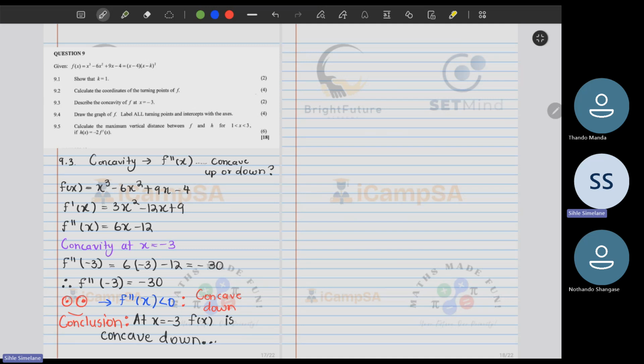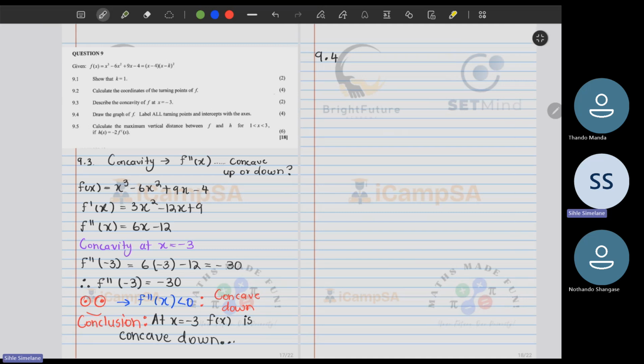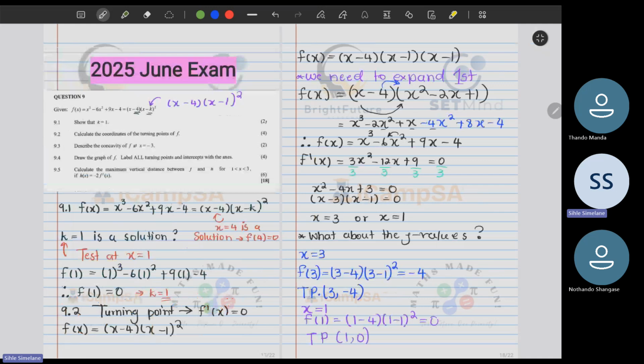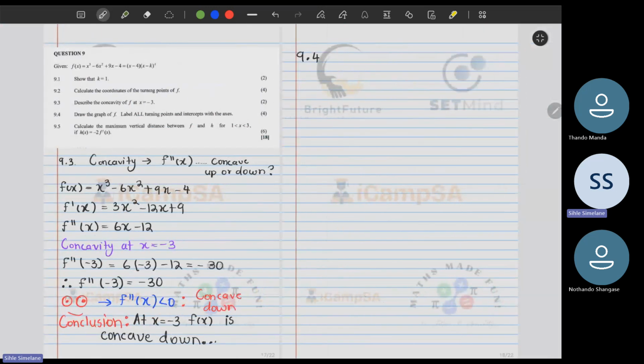Right. And then let's go and have a look at the next question then, 9.4, where we are required to plot the graph and label all the x's. So remember on the previous page, we did find our turning points and our x-intercepts. We know them. So let's go ahead and cook.